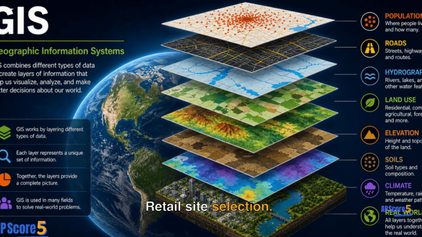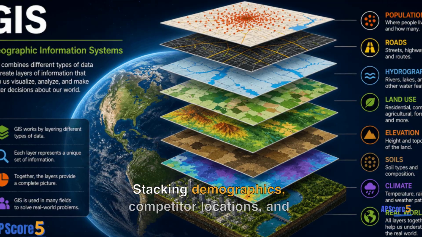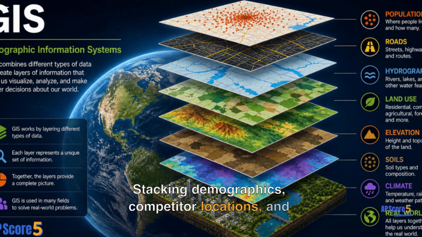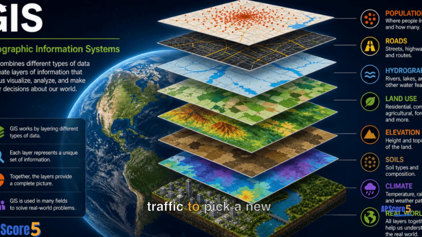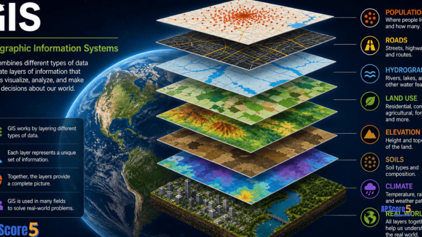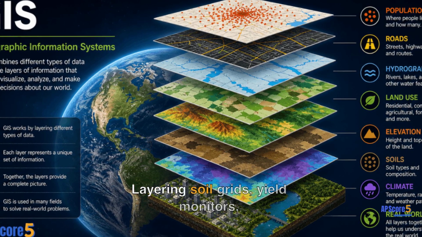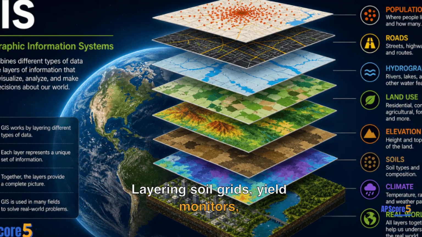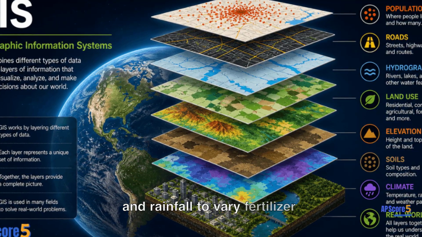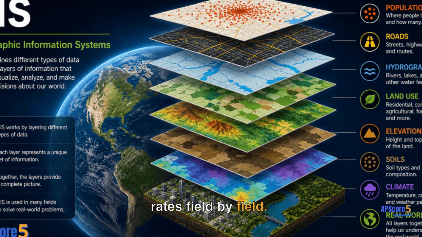Retail site selection, stacking demographics, competitor locations, and traffic to pick a new store location. Precision agriculture, layering soil grids, yield monitors, and rainfall to vary fertilizer rates field by field.